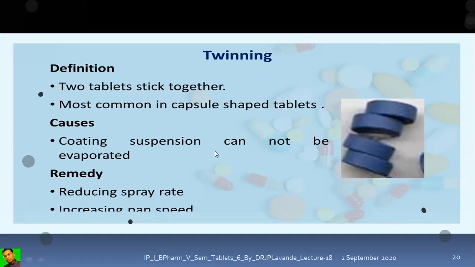What are the causes? The cause is that the coating suspension cannot be evaporated, so there is improper evaporation. And what is the remedy? Based on this cause, we can have the remedy. Either we have to reduce the spray rate of the coating solution, or we have to increase the pan speed so that the tablets come less in contact, or we have to increase the time of evaporation, or we have to increase the temperature of the hot air which is blown for the process of drying of the tablet. So that is the twinning.